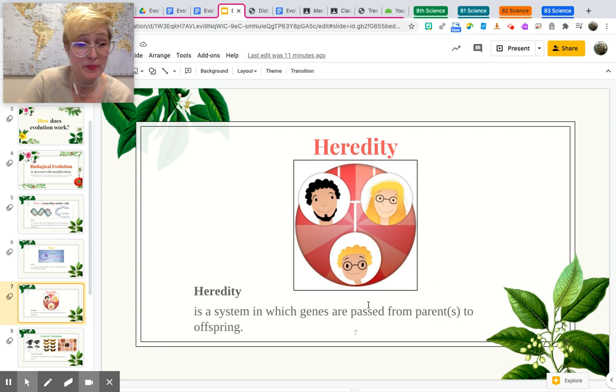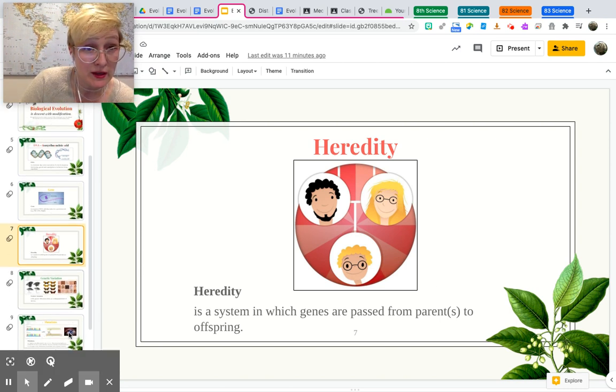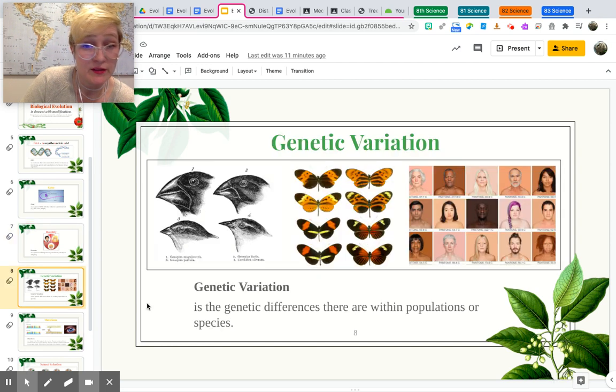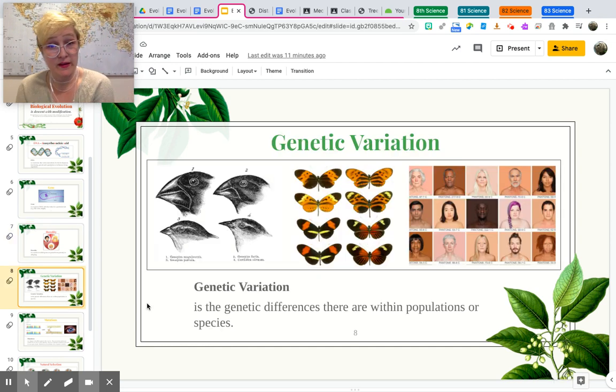So that's great. What else do we need for evolution to work? Genetic variation, right? That sounds like it should be complicated, but just look at the words. It's variation or differences in genes. That's all it means. So genetic variation is the genetic differences there are within populations or species, right? So I have a couple different examples.